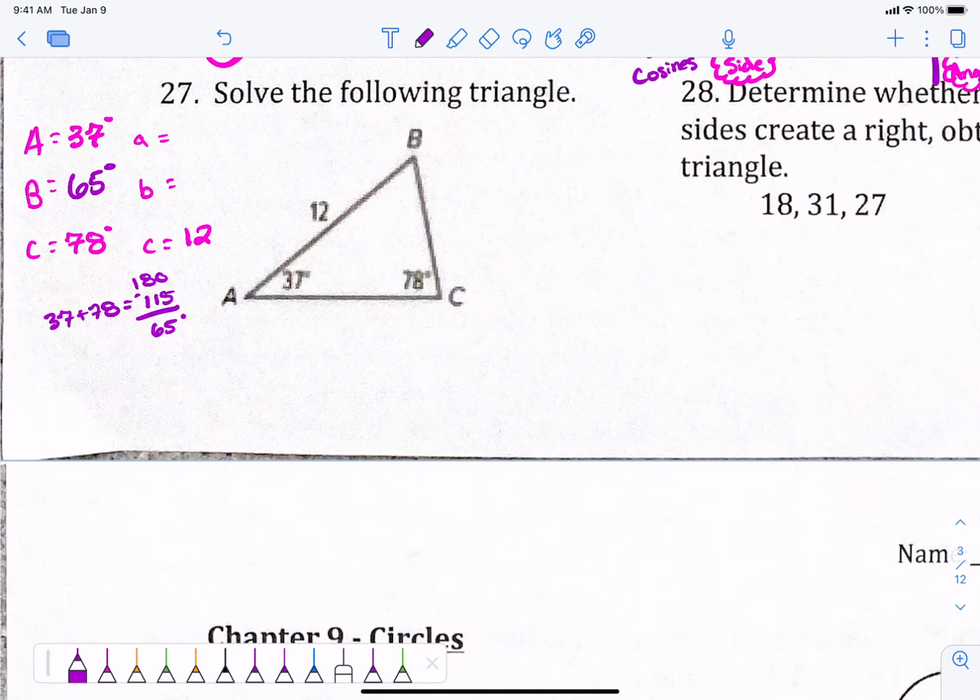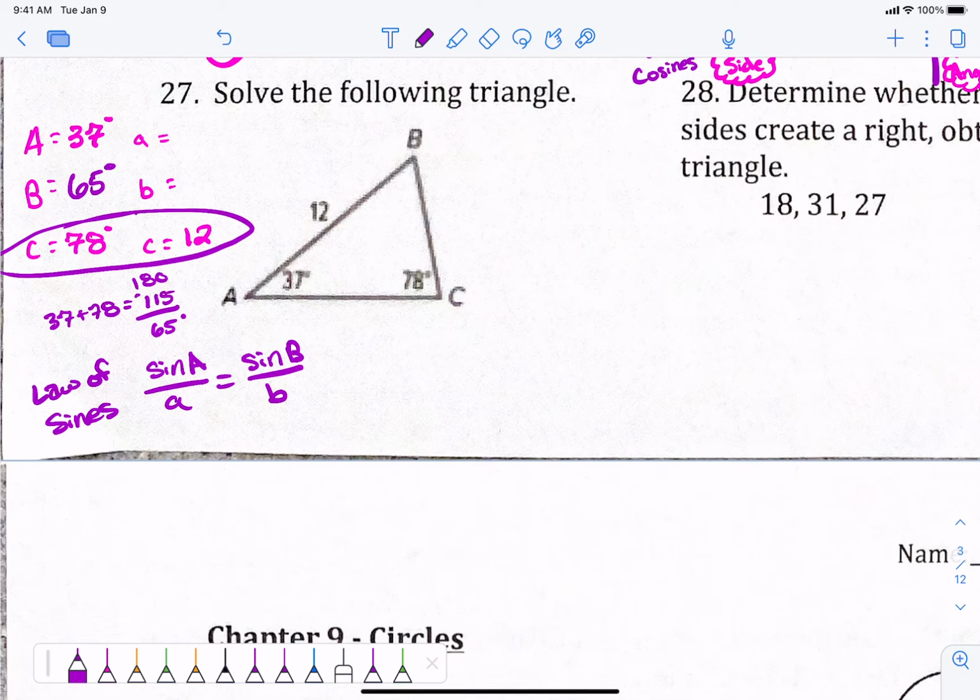Okay, so now what's the strategy here? Law of sines is sine A over a equals sine B over b. Which grouping do we have? We have the C's. So we're going to do sine of 78 over 12 equals, and which one do you want to find, A or B? A. Sine of 37 over a.